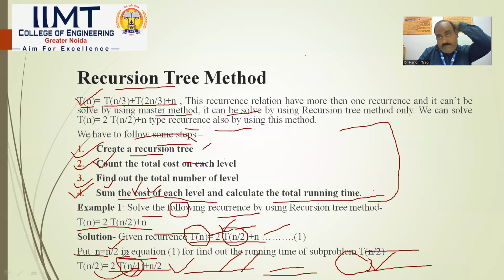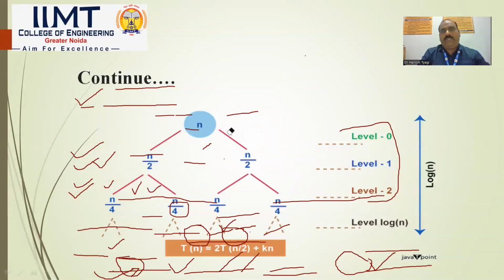Then you can put the n by 4 in the place of n in equation 1. After that, it is divided into n by 8. Then you can put the n by 8 in the place of n in equation 1. You can find the next further divisions. This is the recursion tree method.